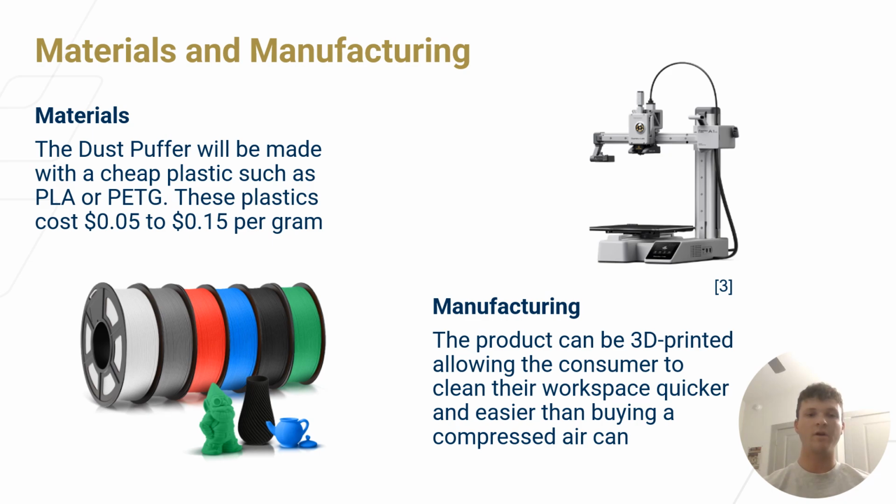The dust puffer will be made out of either PLA or PETG, as I said, also because it's cheap. It costs around 5 cents to 15 cents per gram. And as I said, it could be manufactured with 3D printers, industrial or consumer 3D printers, to make it accessible to all. Now these can be produced in about an hour and a half, and in total they take about 18 grams of filament, which comes right under $1 in total to make.